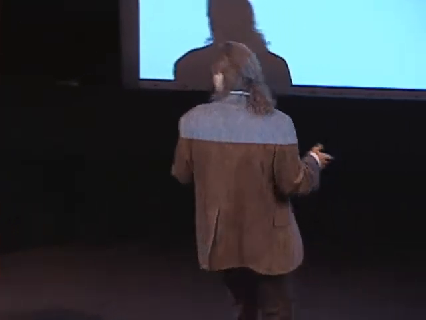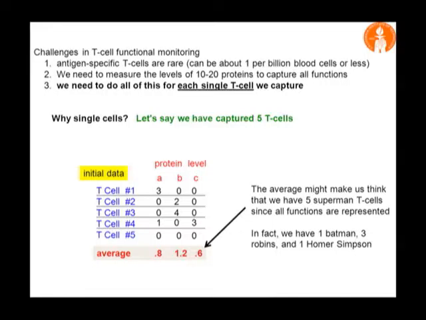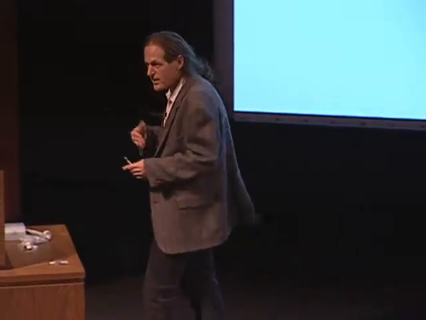So let's say, again, this Gedanken experiment, where we measure 3 functions, A, B, C, and we have 5 T cells. And let's say that the first T cell does function A really well, but doesn't do these 2, and so on and so forth. When we average up these responses, we find that all the functions are present. And we might believe that we have 5 Superman T cells, when in fact we have a Batman, 3 Robins, and a Homer Simpson. Okay? So unless you can resolve each individual T cell, you don't know the status of the immune system.